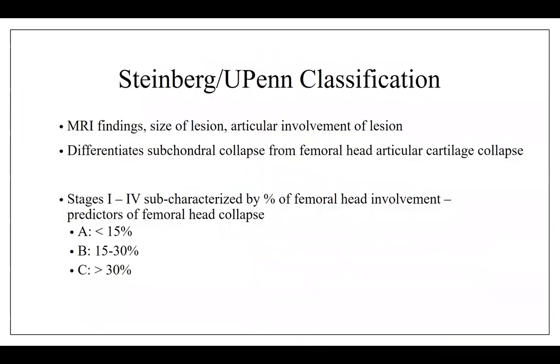The Steinberg classification system really looks at the MRI findings, the size of the lesion, and articular involvement of the lesion. The last 2 factors are factors that were not considered in the previous classification system. The Steinberg classification also differentiates between subchondral collapse from the femoral head articular cartilage collapse. Stages 1 through 4 are then further subcategorized by the percentage of femoral head involvement, and these are often key predictors for femoral head collapse.